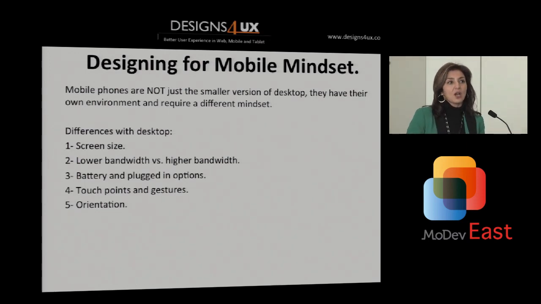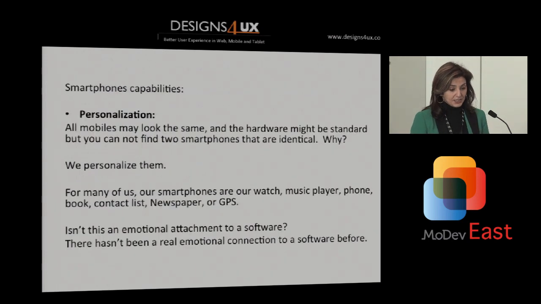For example, the screen size. All of us know that it has a smaller screen size. Lower bandwidth versus a desktop. Also battery usage, which I'm going to mention, and how it's going to affect our design. And touch points and gestures that we have on mobile devices, and we are dealing with orientations.